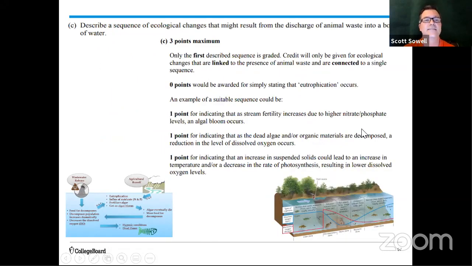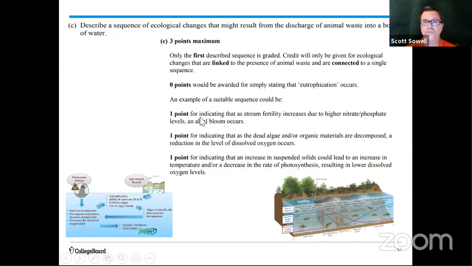And then C says, describe a sequence of ecological changes. That should have immediately triggered you to the conversations we had about eutrophication from those models and video clips that we looked at. It's really interesting here. This is worth 3 points, and it says 0 points would be awarded simply for stating that eutrophication occurs. That would be maybe an identify, but it's not asking for an identify. It's saying describe a sequence of changes. So you would need to talk about the influx of nitrogen and phosphorus causing the algal bloom, the algae dying and being decomposed, the DO dropping, et cetera, et cetera.